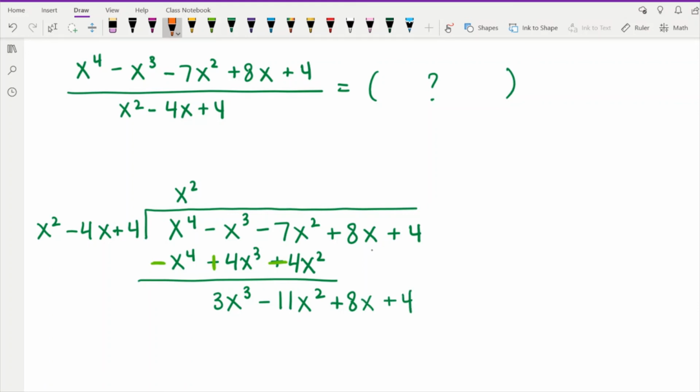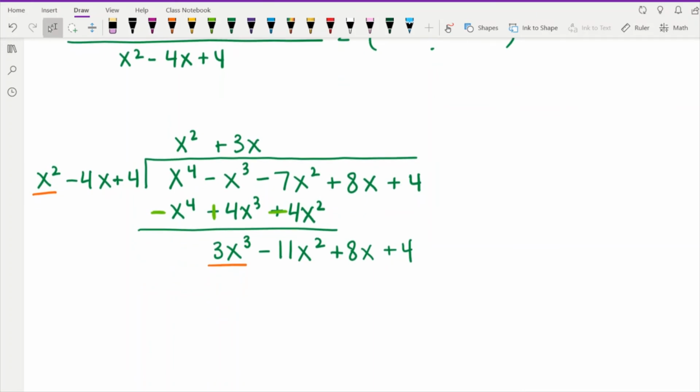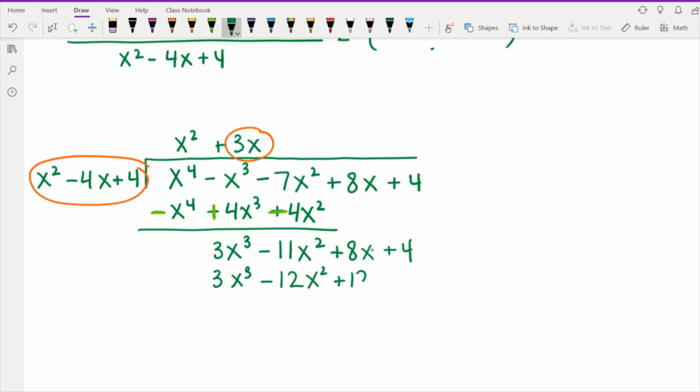Okay, so next up we're going to be dividing x squared into 3x cubed. So that is going to be 3x. And so now we multiply 3x with all of this. And so that's going to give us 3x cubed minus 12x squared plus 12x. And then that's what we have to subtract.